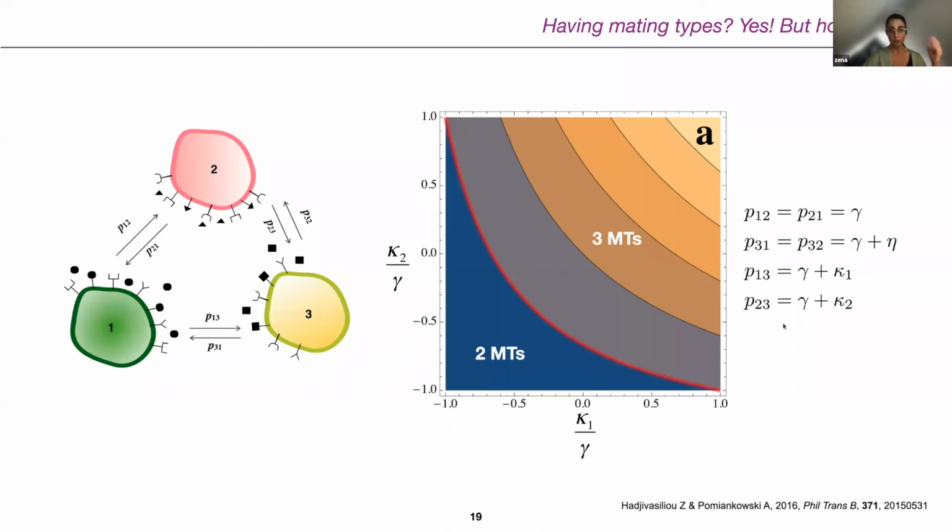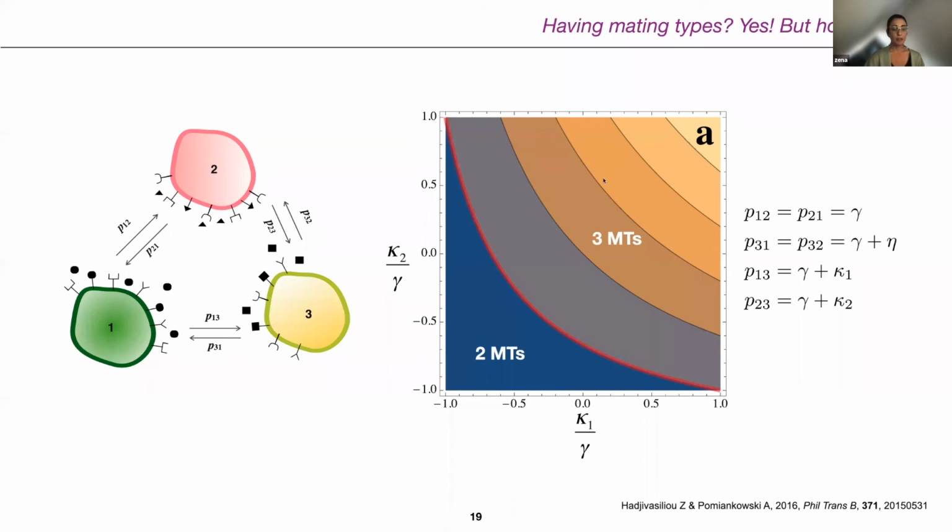Here I have assumed, for simplification purposes, that the preference of cell 1 for cell 2 and cell 2 for cell 1 is quantified by a number gamma. A 3rd type appears, so this is the mutant type that has a preference for both resident types 1 and 2 that is given by gamma plus eta for some quantity eta. And the preference of mating type 1 and 2 for this mutant are given by gamma plus kappa 1 and gamma plus kappa 2.